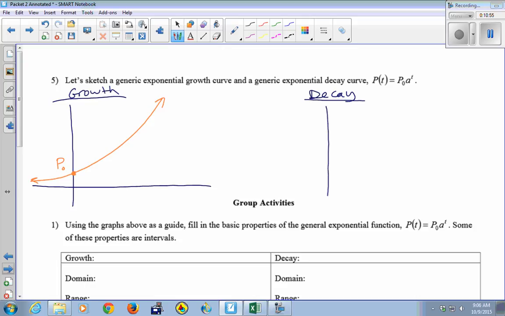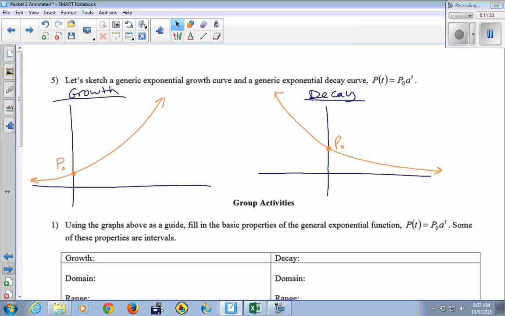And then exponential decay. What's that look like? The opposite how? It goes down. As time goes to infinity, it approaches 0. So it looks kind of like this. And this is also P naught. So those are super generic growth and decay pictures. And you're going to use those pictures in the first activity to fill in some blanks about properties of exponential functions.